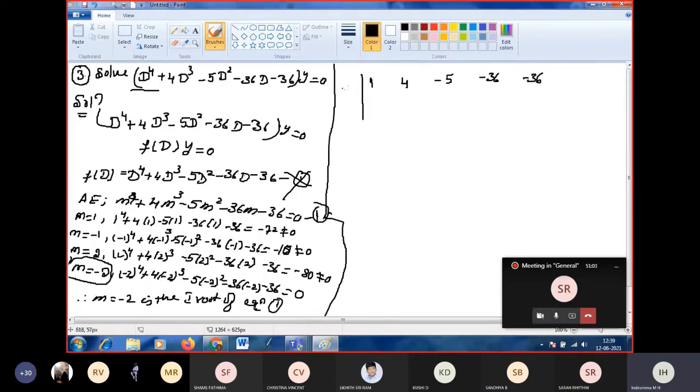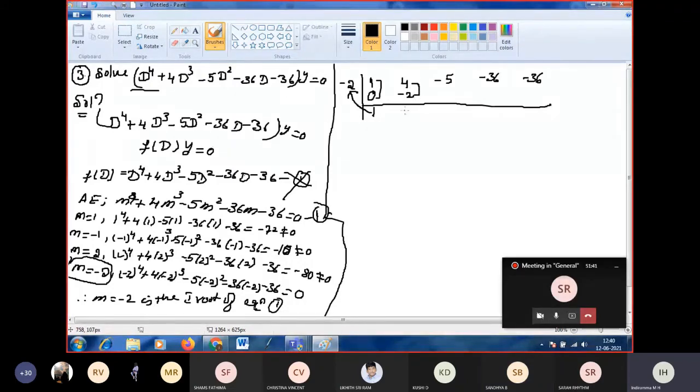What did we get as the first root? Minus 2. You write that minus 2 here. Next, what shall I write here? 0. Next, what should I do? Add these two numbers. What will you get? 1. Next, multiply. What is 1 into minus 2? Minus 2. Next, we have to add these two.